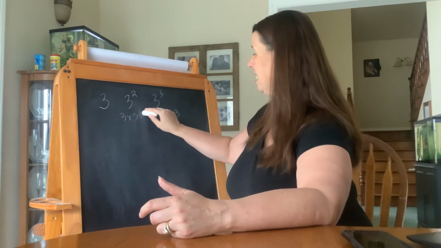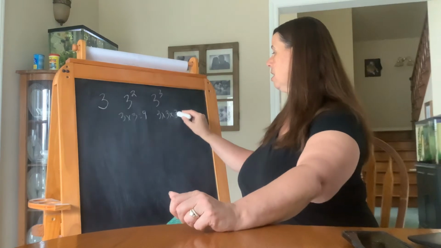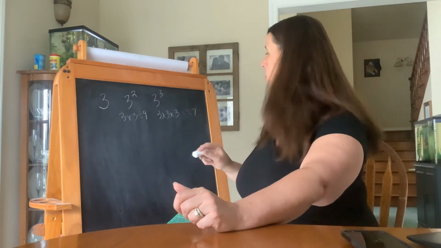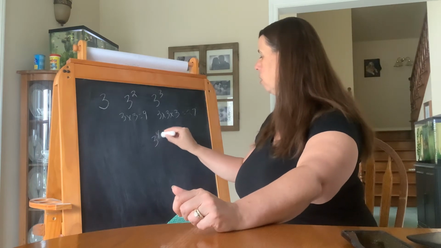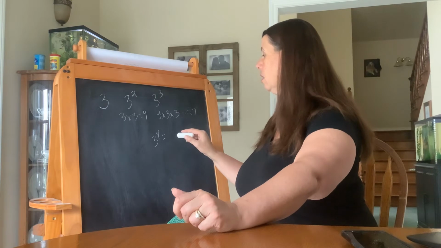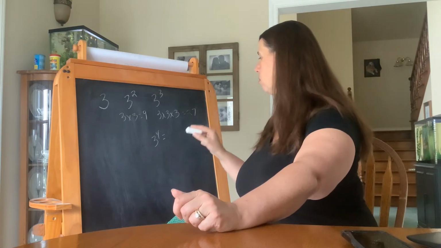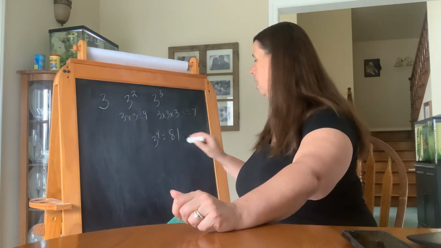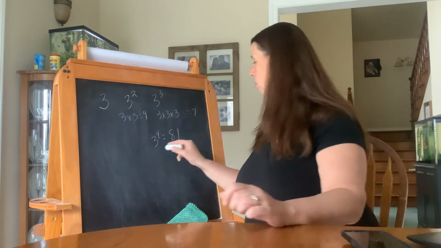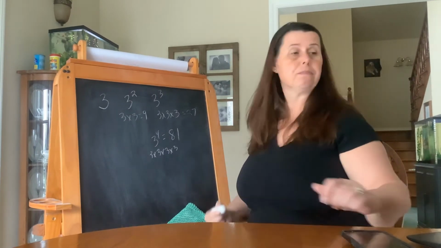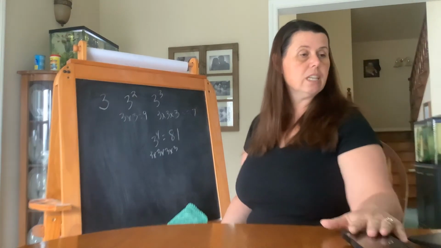So 3 times 3 is 9. 3 times 3 is 9, times 3 is 27. And we could do 3 to the power of 4. So 27 times 3 is 81. So 3 to the power of 4 is 3 times 3 times 3 times 3. Right? Okay, so did that.